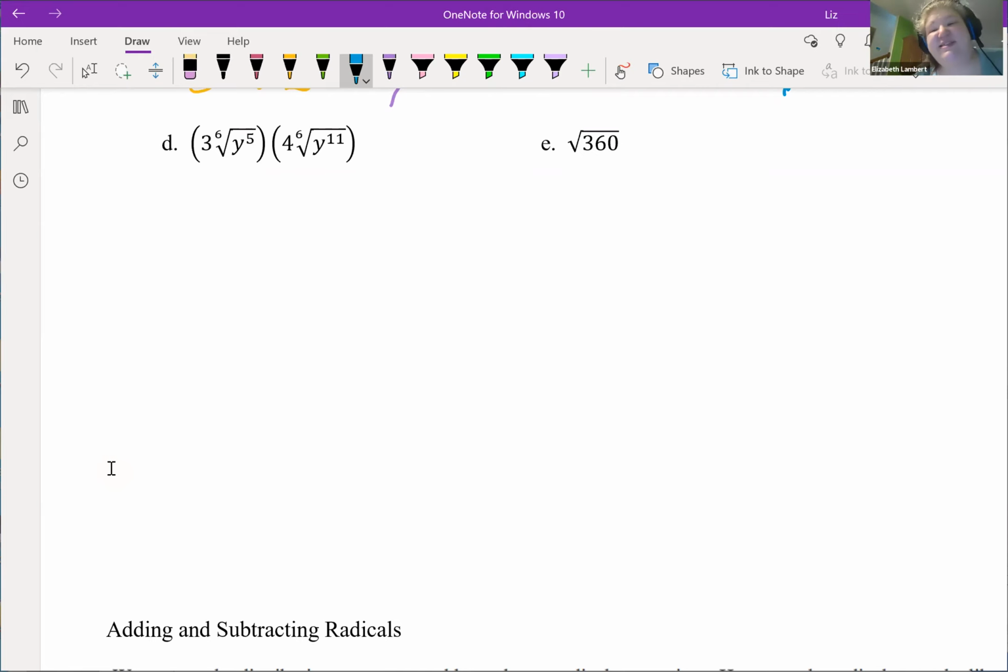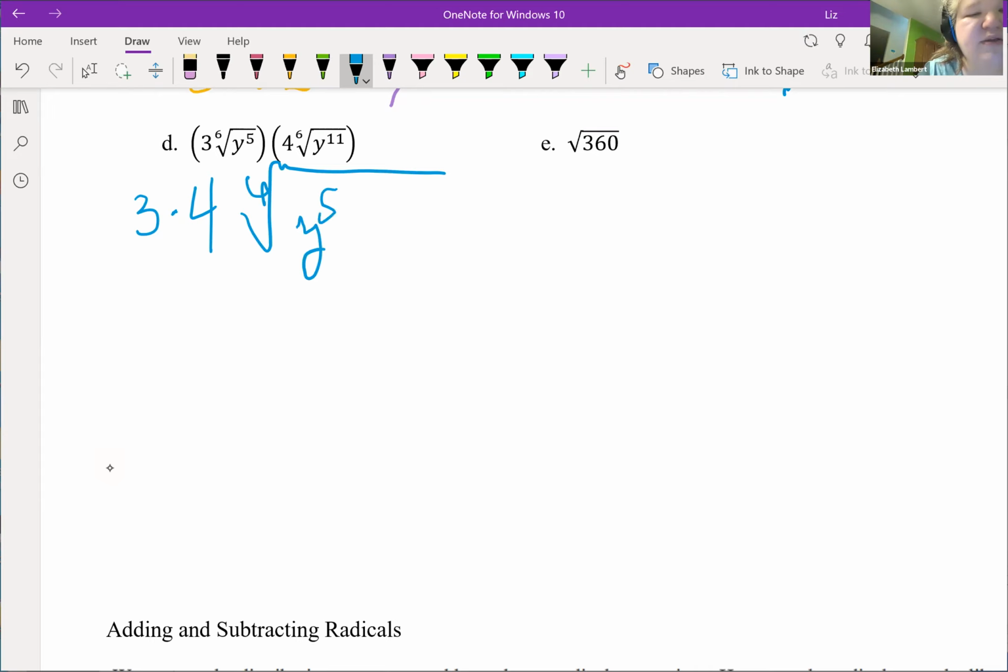So what I'm going to do instead is rearrange, because 2 times 3 is the same as 3 times 2. I can swap my order of multiplication and be fine. So I'm going to group the 3 and the 4 up front, and then the other two radicals, which are both sixth roots. So I can actually group those under one radical. y to the fifth times y to the 11th.